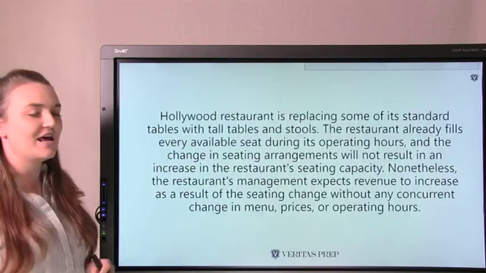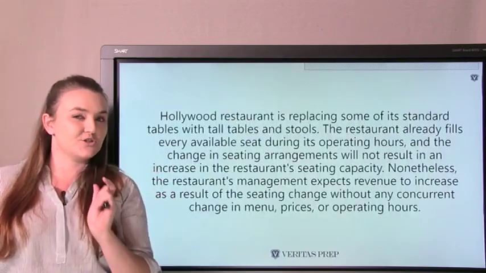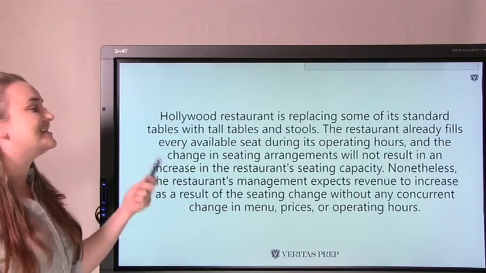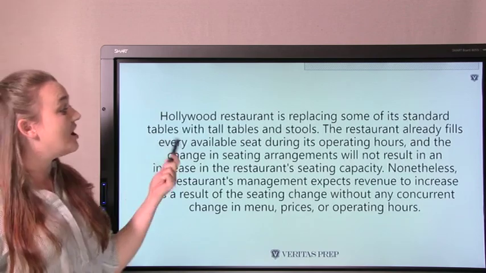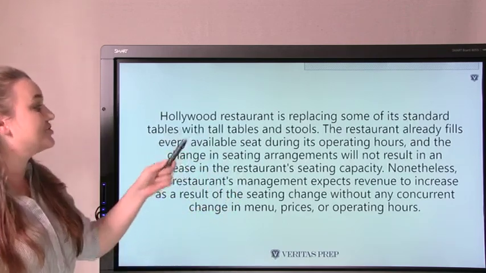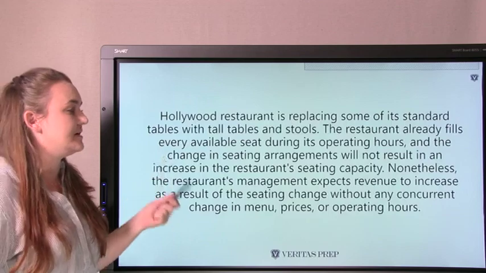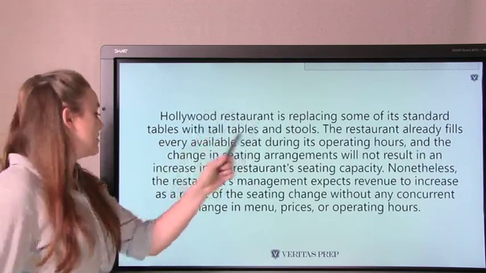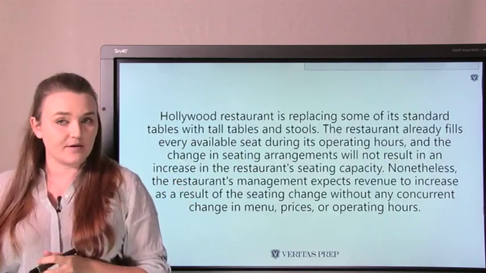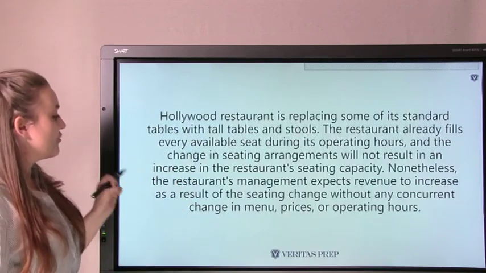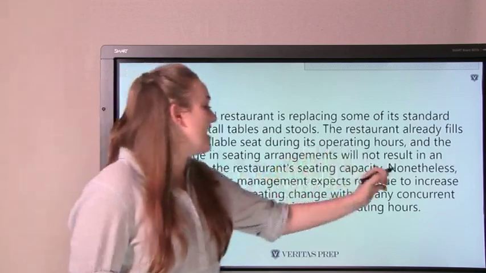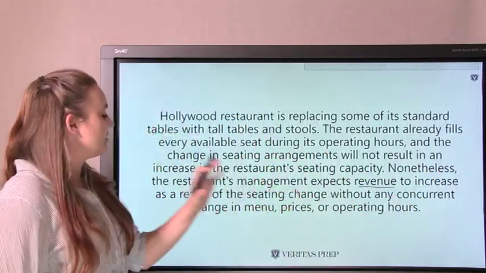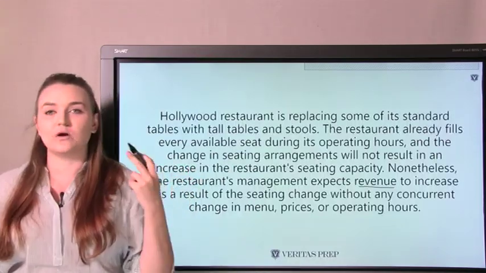So now I've got, and I will say you guys may recognize this because I stole a little bit of it from an official question. Hollywood Restaurant is replacing some of its standard tables with tall tables and stools. The restaurant already fills every available seat during its operating hours, and the change in seating arrangements will not result in an increase in the restaurant's seating capacity. However, the restaurant's management expects revenue to increase as a result of this seating change without any concurrent change in menu, prices, or operating hours.